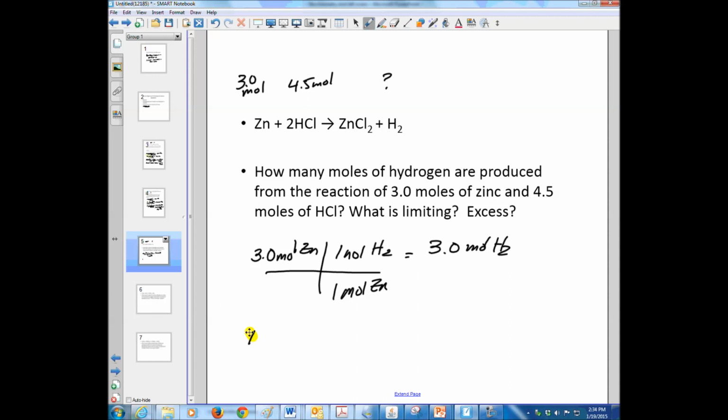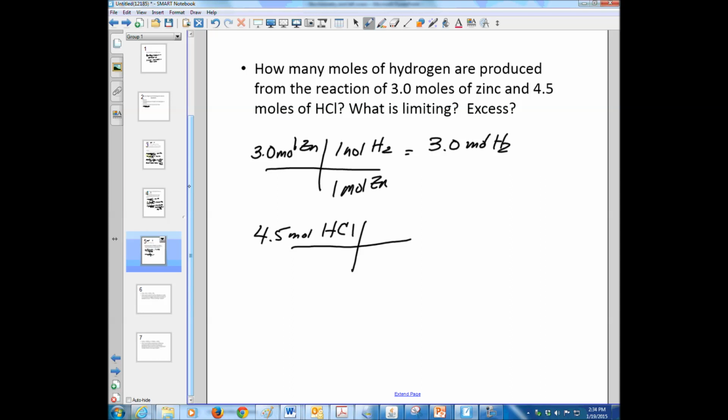All right, now we'll do the hydrochloric acid. 4.5 moles of hydrochloric acid. It's a 2 to 1 ratio. 2 moles of hydrochloric acid to every 1 mole of hydrogen. And that would be 2.25.